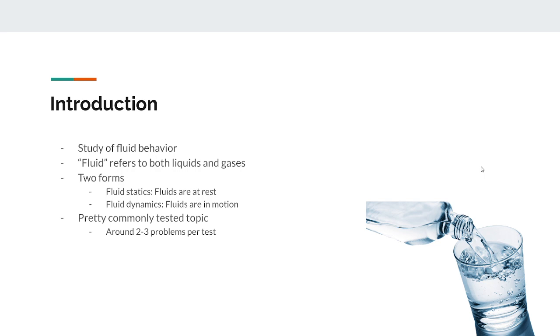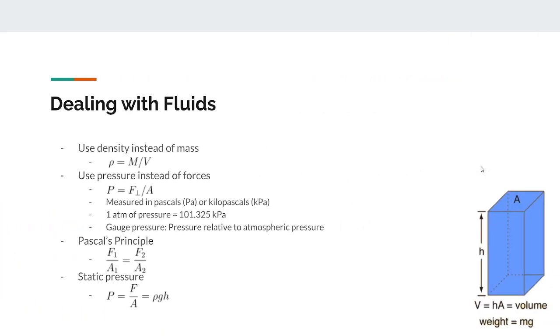And so this is a pretty commonly tested topic and also one of the harder ones out there, with around 2 to 3 problems per test and one of the lowest success rates. So let's get straight into it. Dealing with fluids, remember to use density instead of mass, where density is equal to mass divided by volume. Remember to use pressure instead of forces, and our pressure is going to be our force divided by our area, where the force is perpendicular. This is measured in pascals or kilopascals, and this is just some extraneous information that's just nice to know.